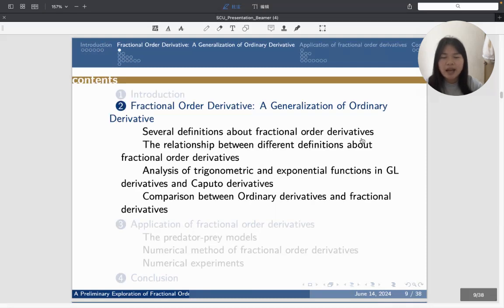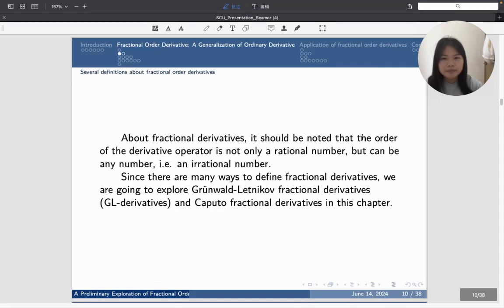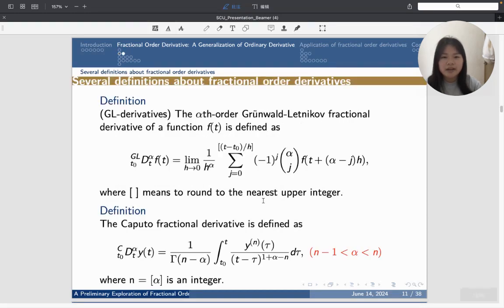In the second part, I'm going to show something on the fractional order derivative. As we mentioned before, there are many ways to define the fractional derivatives, and I'm going to explore the GL derivative and the Caputo derivative here. Here I present the definitions of these two derivatives. The first one is the GL derivative, and the second is the Caputo derivative. It is worth mentioning that the Caputo derivative has no meaning when the fractional order alpha is an integer.